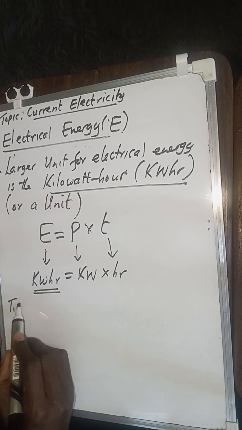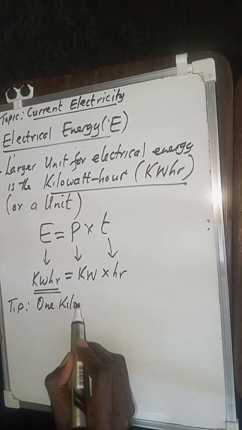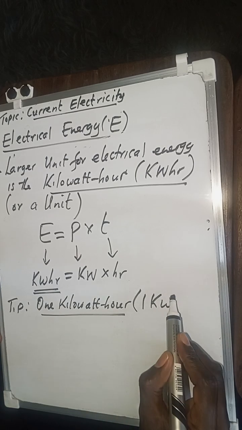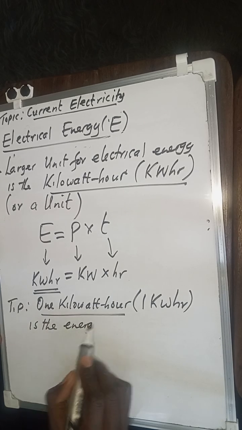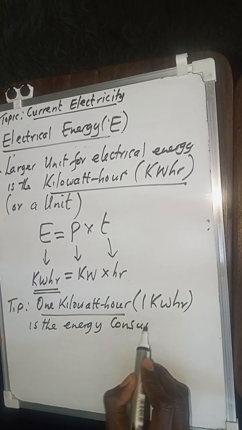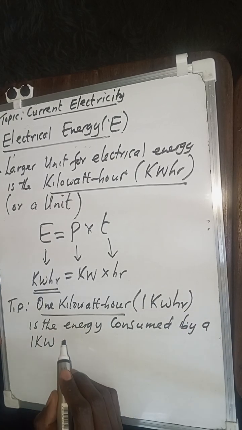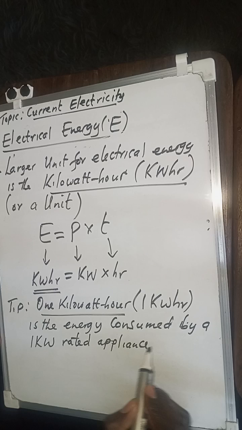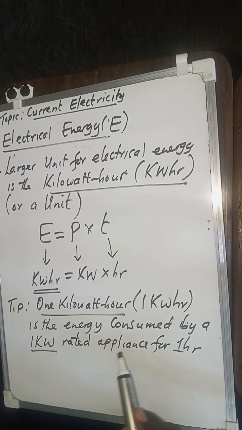Now, let me just give you a tip. What exactly is a kilowatt hour? Well, when we talk about 1 kilowatt hour, 1 kilowatt hour is the energy consumed by a 1 kilowatt rated appliance for 1 hour. So the energy consumed by a 1 kilowatt rated appliance for just an hour, that is what we simply call a kilowatt hour.